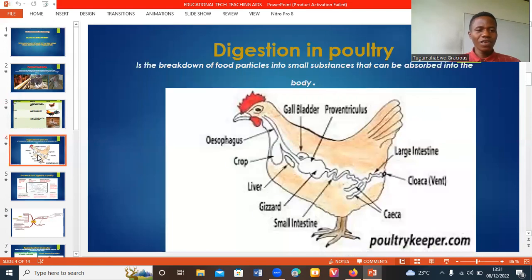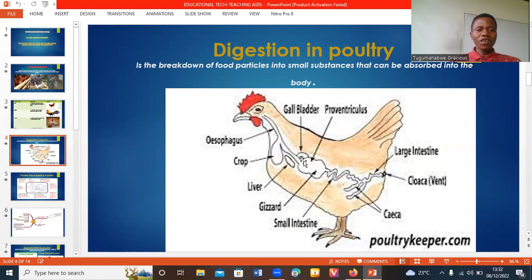Going to the next thing, which is a diagram. This is a diagram. It is different from a picture because it is not showing the background. So this is a diagram, and the diagram is showing digestion. This is a topic under poultry production. This is digestion, and digestion refers to the breakdown of food particles into small substances that can be absorbed into the body.